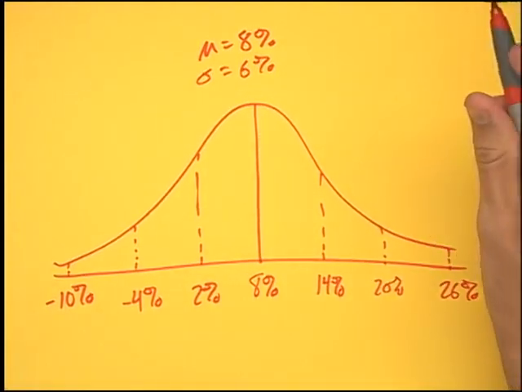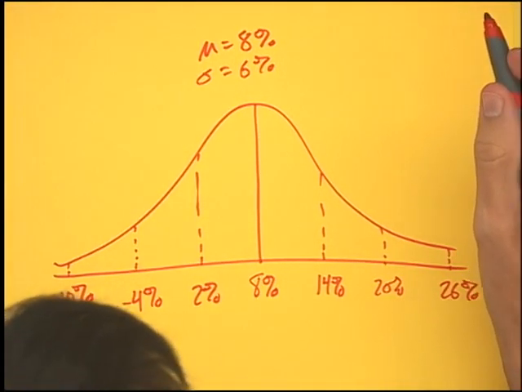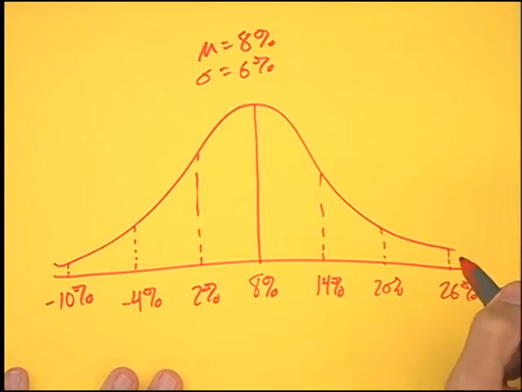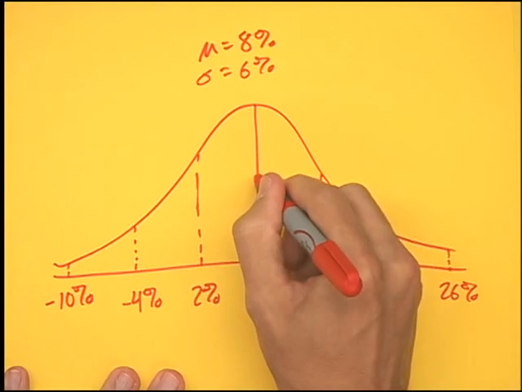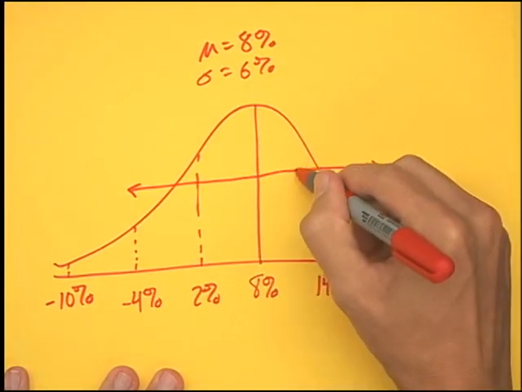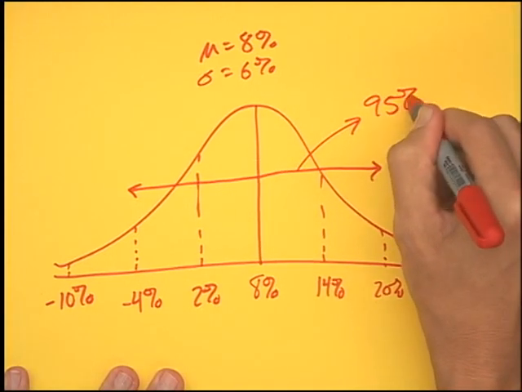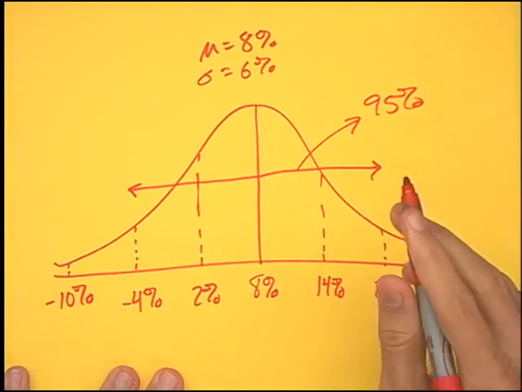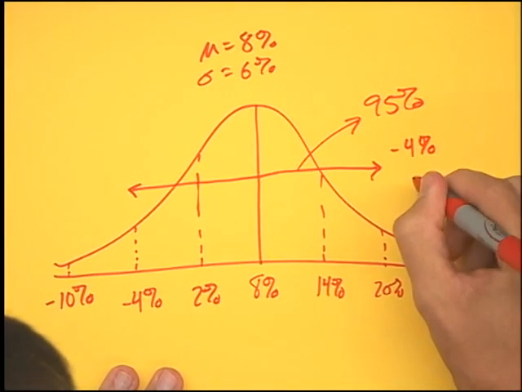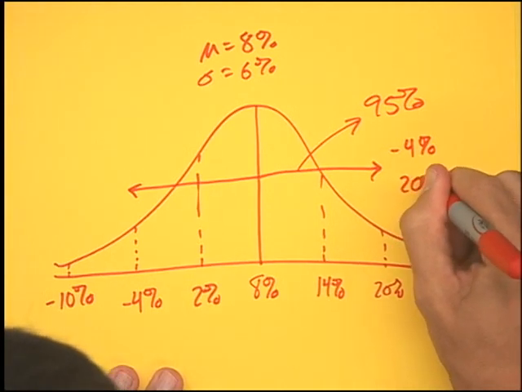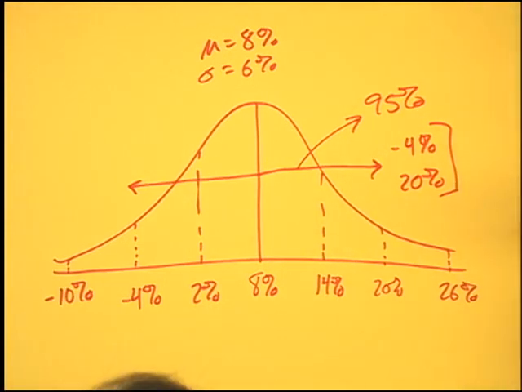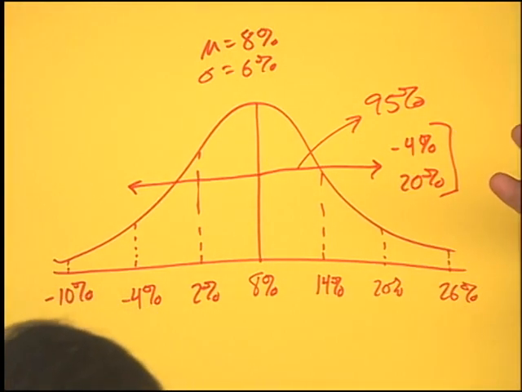So if you want to say, give me a range of returns that you're 95% confident this investment will return over the next year, if I want to go to my 95% confidence interval, I've got to go 2 standard deviations below and 2 standard deviations above. Right? This is my 95% interval. So there's a 95% probability that the return will be somewhere between negative 4% and 20%. So that's a wide range. That's how you can think about the standard deviation denoting dispersion around the mean.